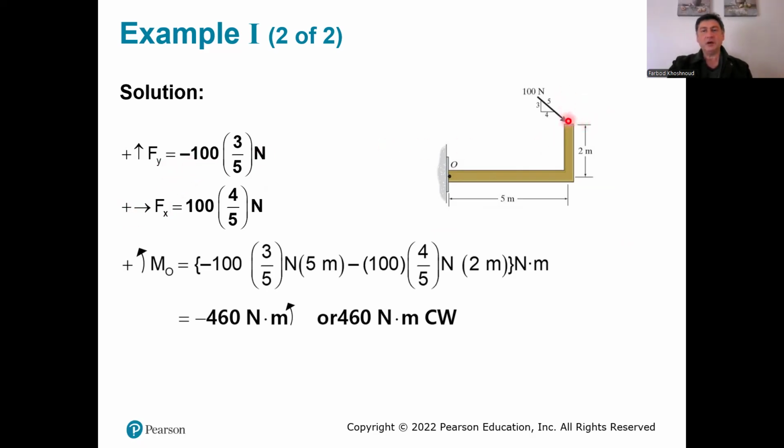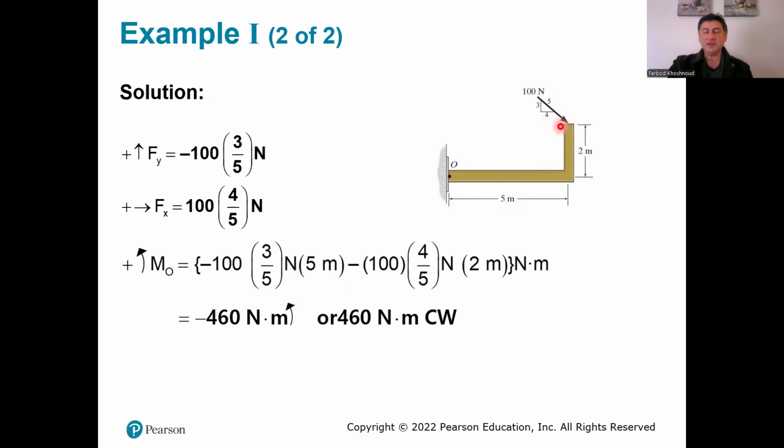If you find the component of the force in the y direction, that would be negative 100 times 3/5, negative because it's pointing down. 3/5 is the cosine of this angle, or just the component of the 100 in the vertical direction. In the x direction, similarly, a component can be calculated. For the force in the y direction, the distance of its line of action is 5.